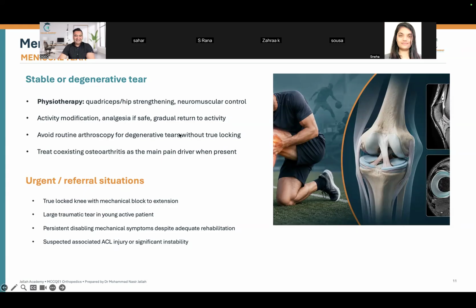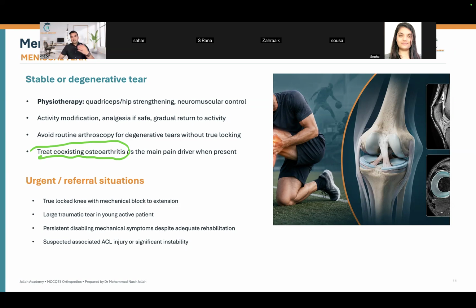Analgesia, and a safe, gradual return to activity. Avoid routine arthroscopy for degenerative tears without true locking. Treat coexisting osteoarthritis. This is very important. Sometimes they give it to you very indirectly. They don't even mention the osteoarthritis. They mention, for example, chronic. The patient has chronic knee pain, right? So they just throw it in somewhere, and then the question is like, what else do you have to take care of? And you don't even pay attention: I know this patient has knee pain, so let's go ahead and take care of this condition.